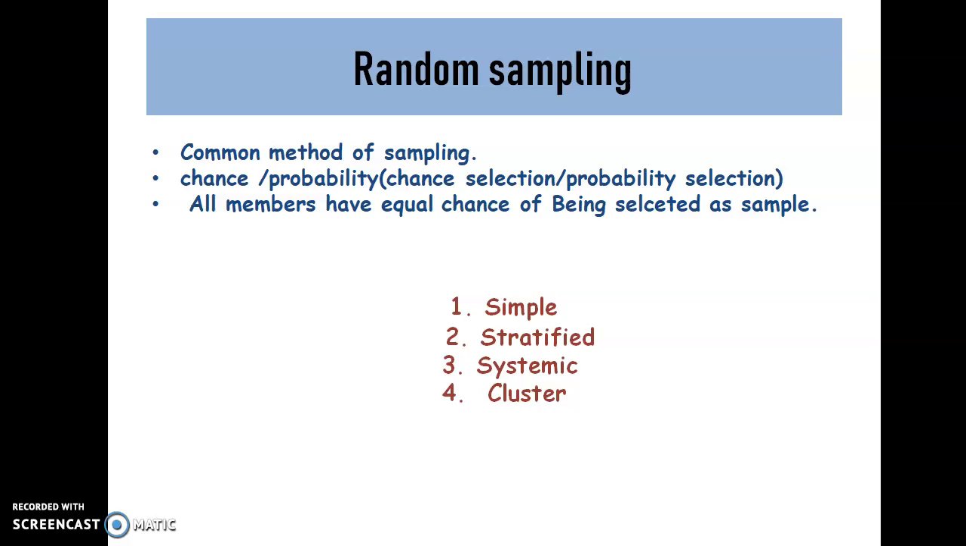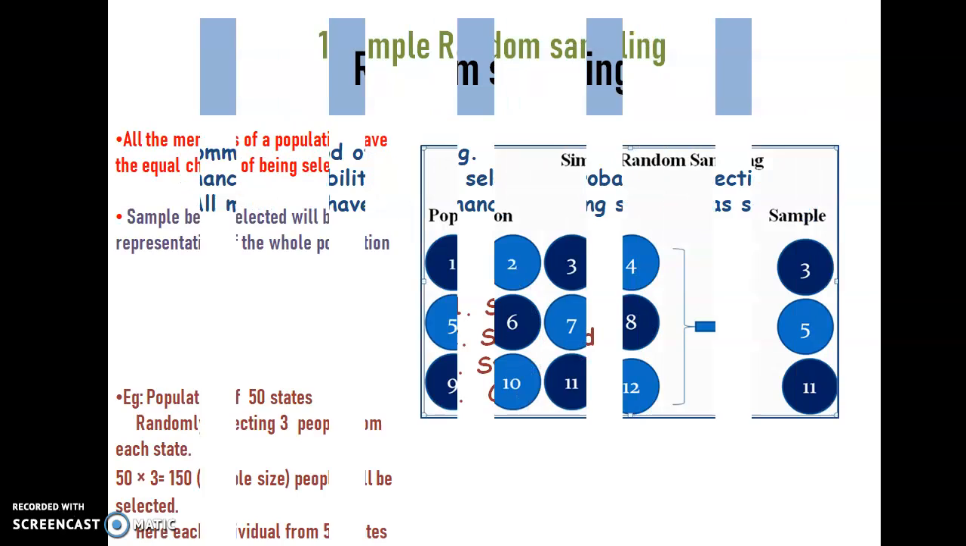What is meant by random sampling? It is a common method of sampling. This is also called chance or probability sampling, which indicates that all members of the population have an equal chance of being selected, right? And they are classified into 4 different types: simple, stratified, systematic, and cluster sampling. So let's see what random sampling means and what the different categories are.